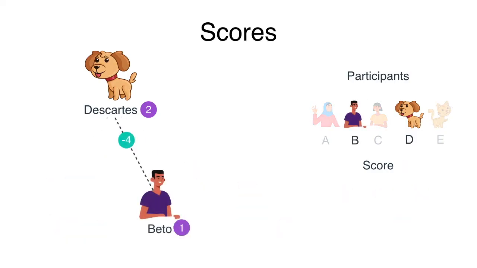Now how about an unlikely scenario? An unlikely scenario is, for example, this one, where only Beto and the dog Descartes show up. This is unlikely because Beto is allergic to dogs. And the score of this one is 2 plus 1 plus minus 4, which is minus 1. Notice how low this score is.